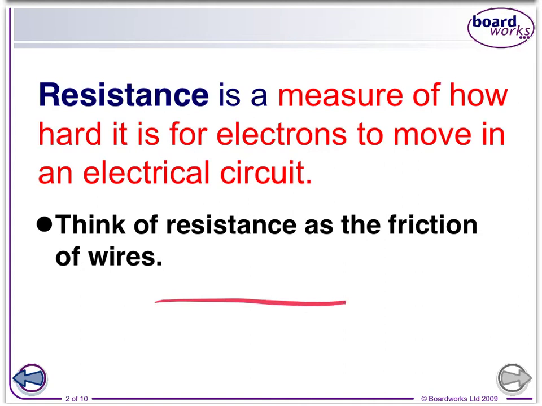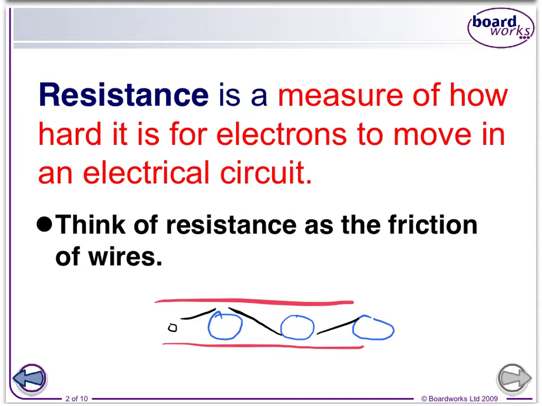So we'll have a wire and we'll have our positively charged metal ions, and then we could have our electrons traveling through. And as they go through, they're going to be bumping into these metal cores. And that's going to slow them down, just like friction does in real life. Also, what resistance does is it generates heat, just as friction does as well.